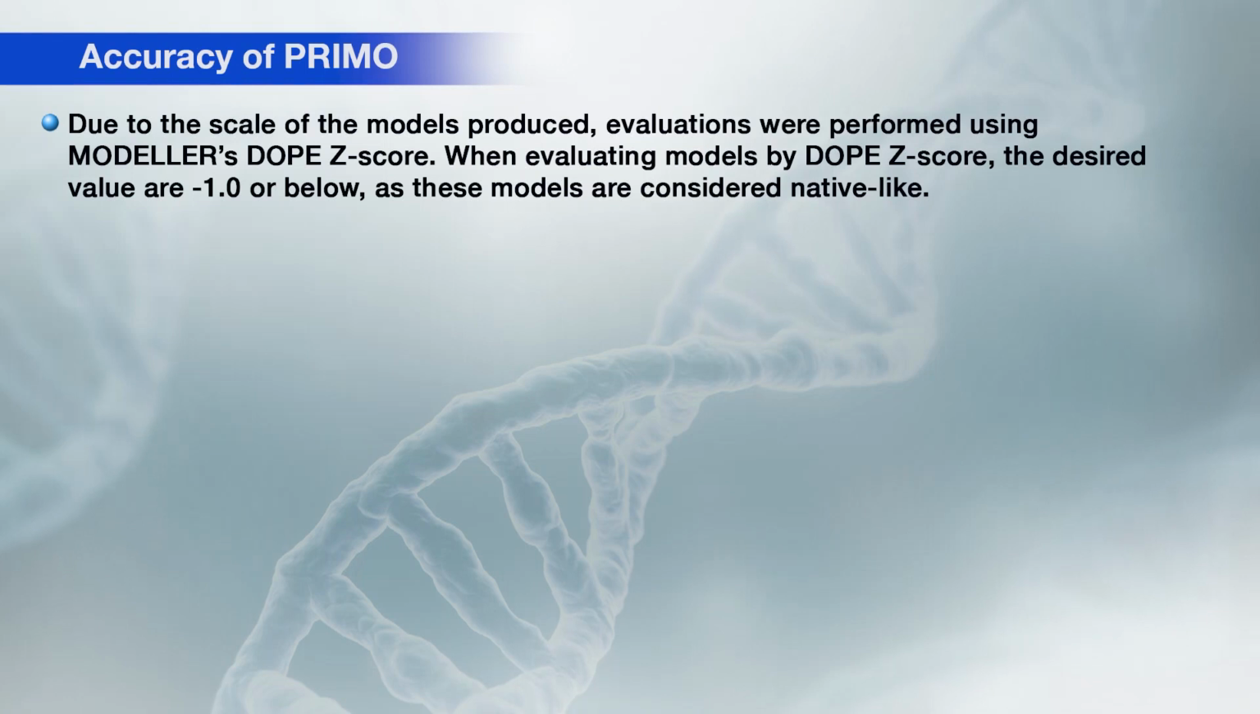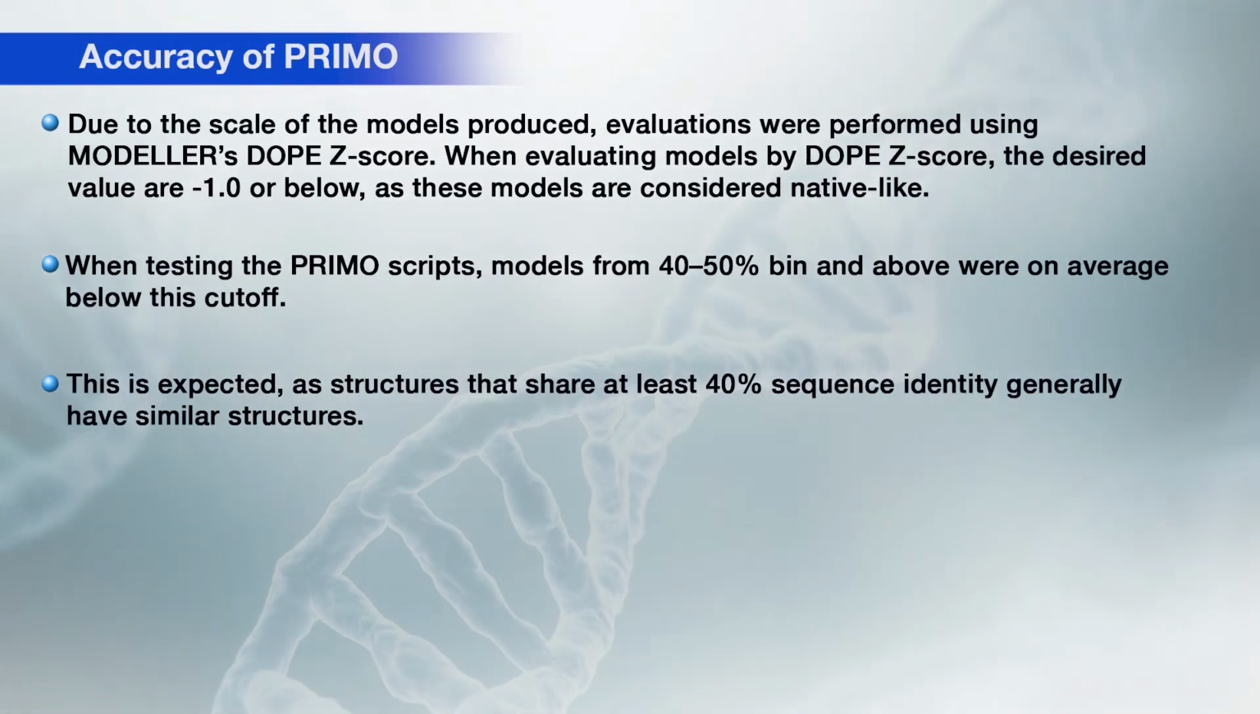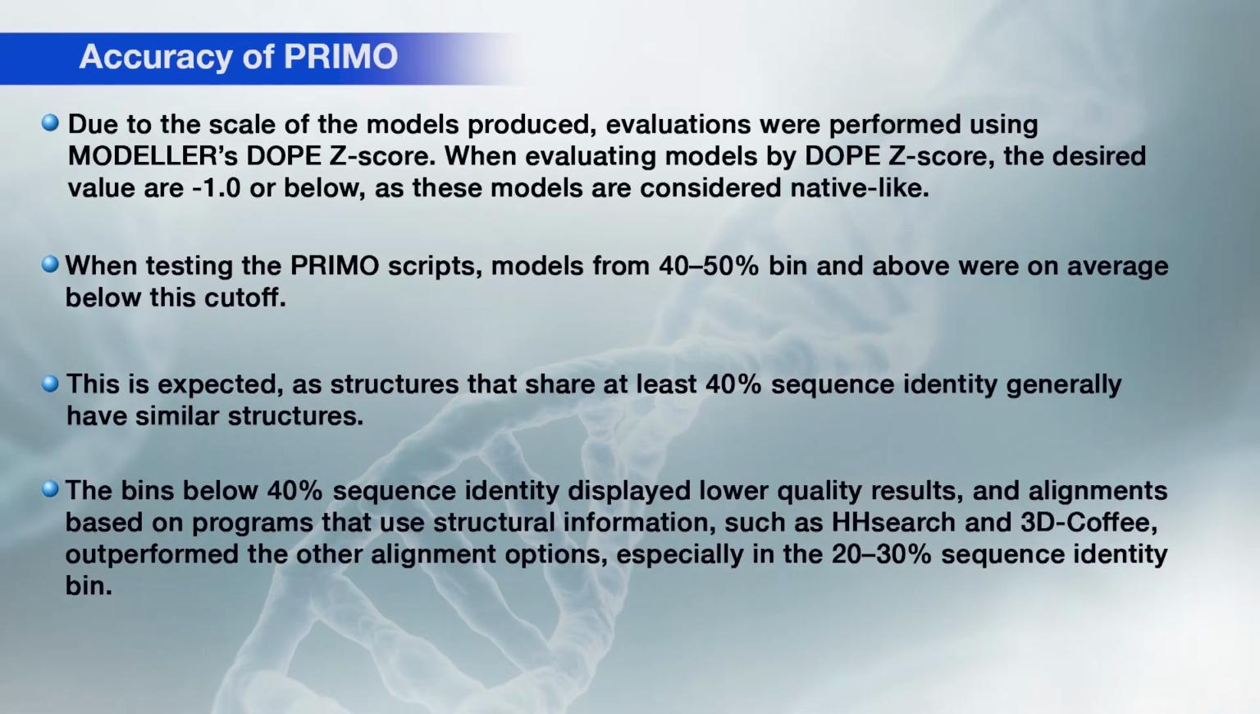When evaluating models by Z-score, the desired value may be kept near to minus 1.0 or below. So, usually we will see the GA341 value or DOPE score value less than minus 1 or below, as these models may be considered as native-like. When testing with Primo scripts, the model's efficiency and average can also be understood with a threshold value. This is an expected structure for sequence identity, and generally they have similar structures. The sequence similarity may also include greater than 40%.